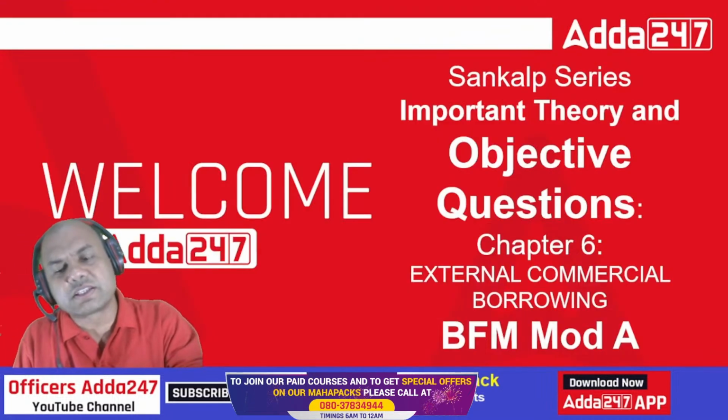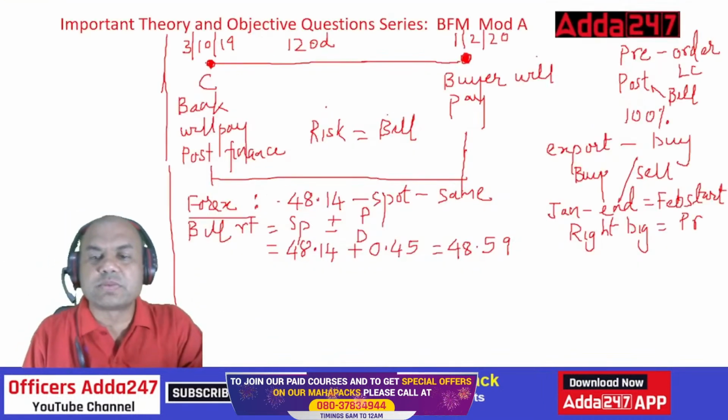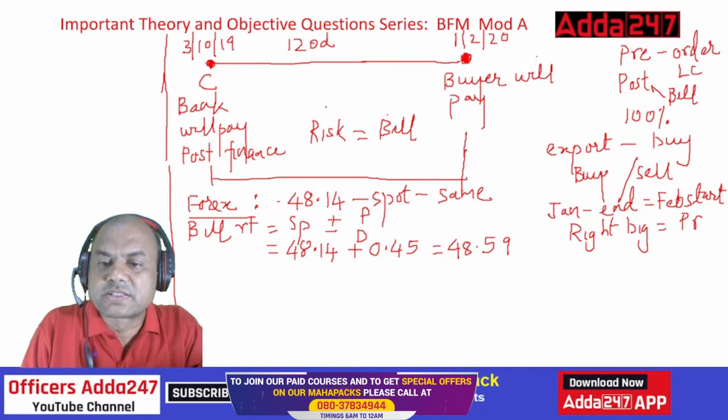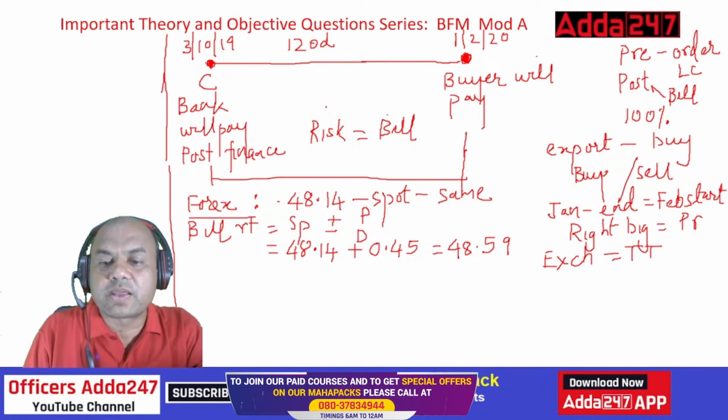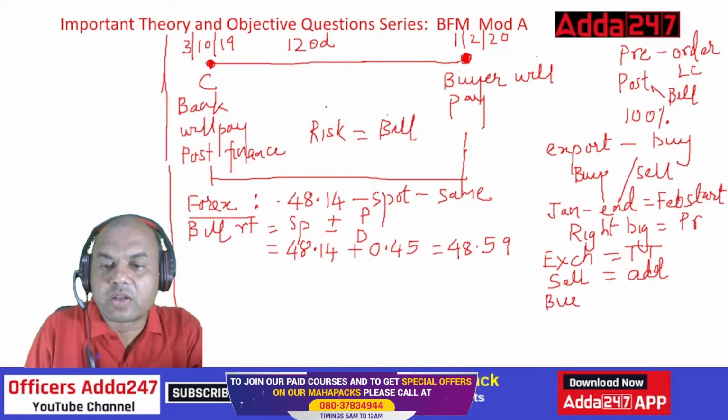Now what to do with this exchange margin? Always remember, exchange equals TT. Some books write it as TT also. Both mean one and the same. What do I do with this? Whenever I'm selling, applying the sale rate, I'll always add it. And whenever I am applying the buy rate, I always subtract it, minus.